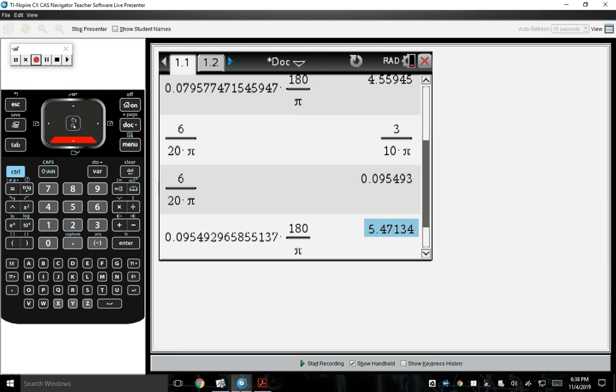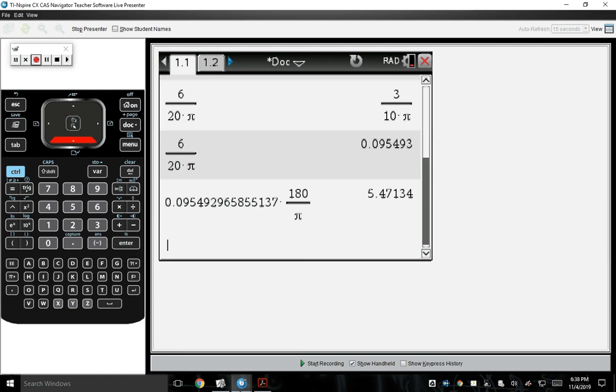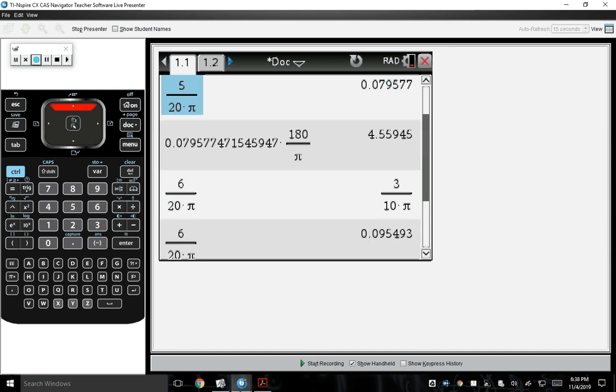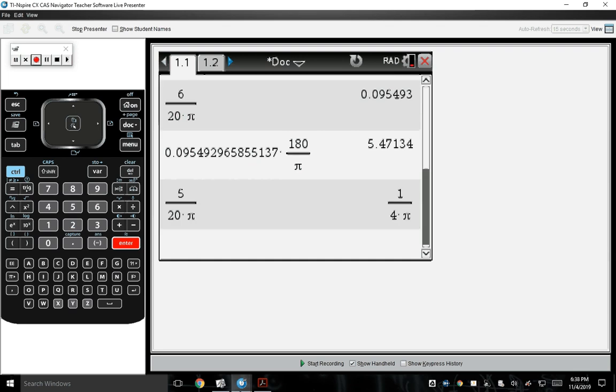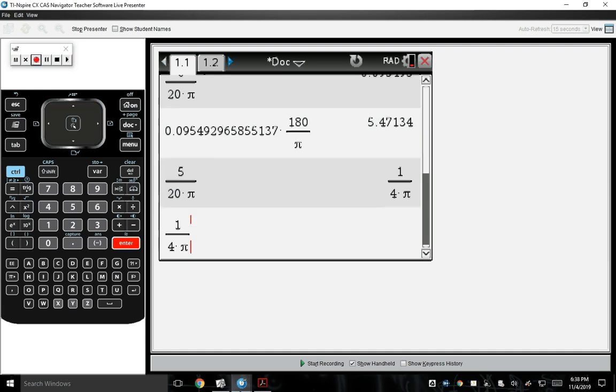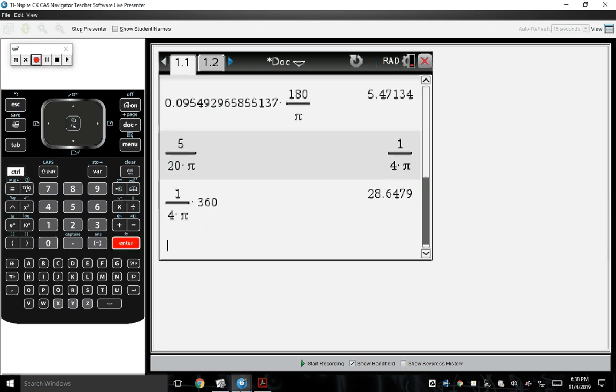So let's fix this real quick. The first one is 5 over 20 pi. Do you agree? Okay. And if it doesn't make sense in your mind, don't just nod yes. Just ask, no, that doesn't make sense. So 5 over 20 pi is the fraction of the entire circle. Do you agree? Okay. How many degrees is the entire circle? 360. So I will multiply this by 360. There we go. That looks much, much better.